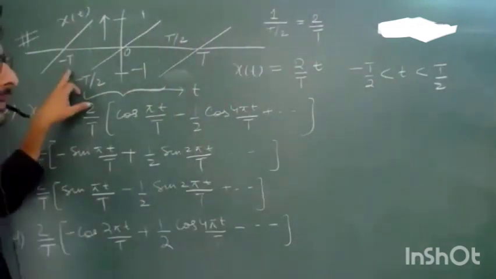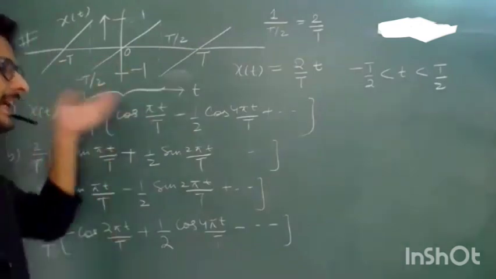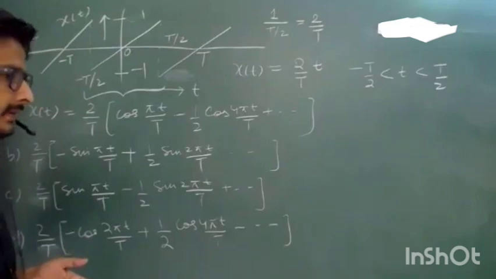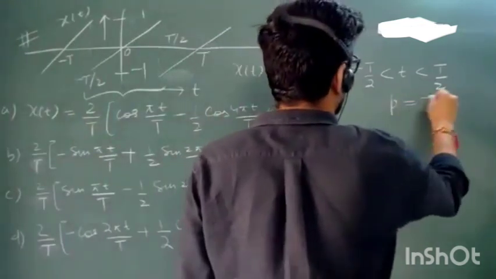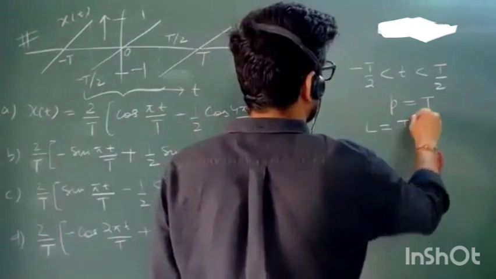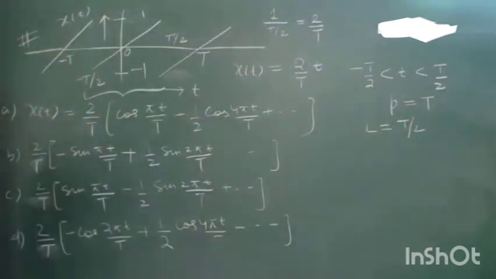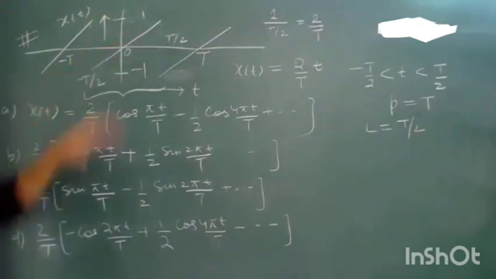Here t is written, but that does not mean it is the same; it was written so that you make the mistake that you did make. Is it understandable? So what is p here? It is t. And what is the value of L? What is L? T by 2. And you can see this is an odd function. Yes or no?